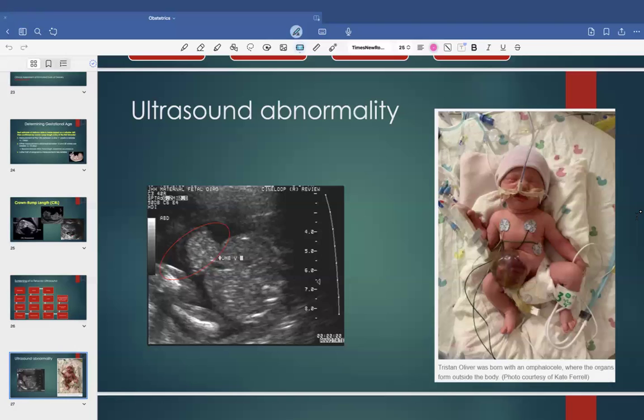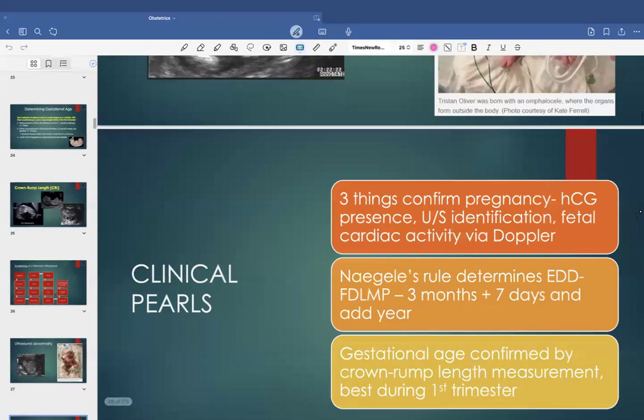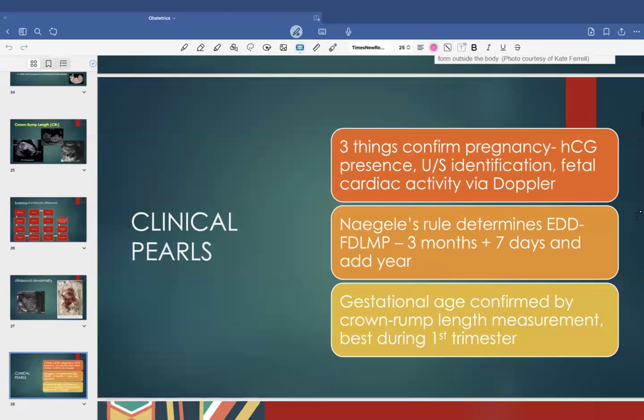Clinical pearls, three things to confirm pregnancy: HCG, ultrasound, cardiac activity on Doppler. Nägele's rule for estimated due date: first day of the last menstrual period, minus 3 months, plus how many days? Plus 7, and add a year. Gestational age, we will confirm by crown rump length. That is fun to say. Crown rump length measurement is best during the first trimester.